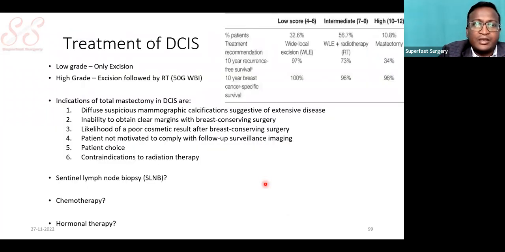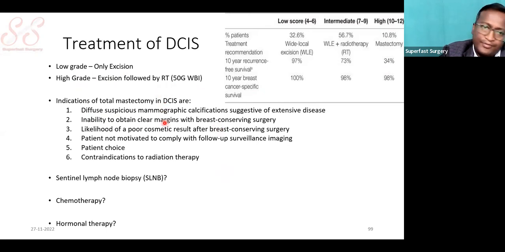Now treatment of DCIS, as I said in our previous slide: low grade only excision, while high grade excision followed by whole breast radiation therapy of 50 gray. Okay. And these are the indications of total mastectomy in DCIS, ductal carcinoma in situ.